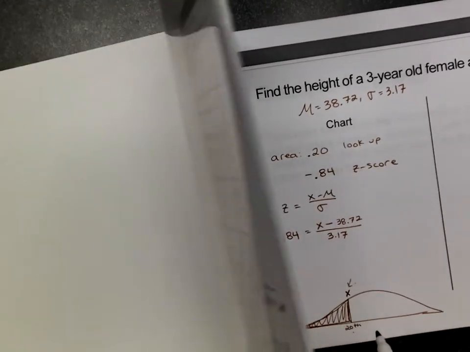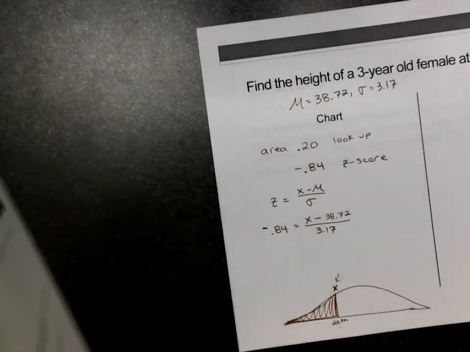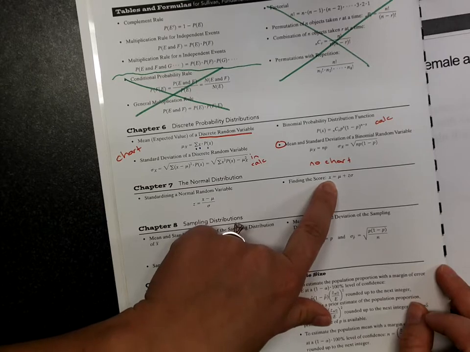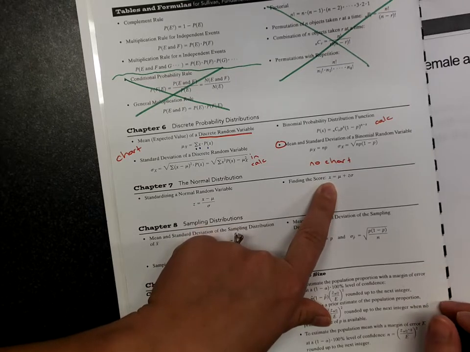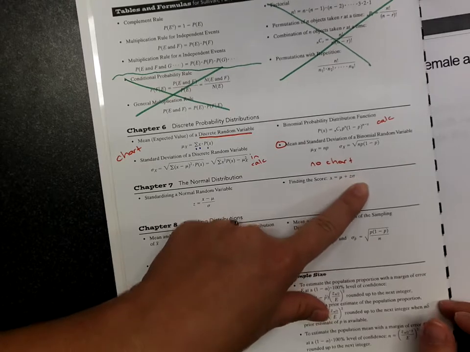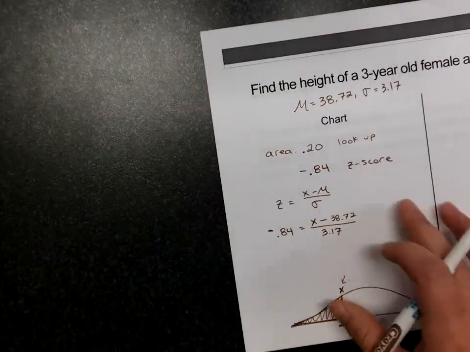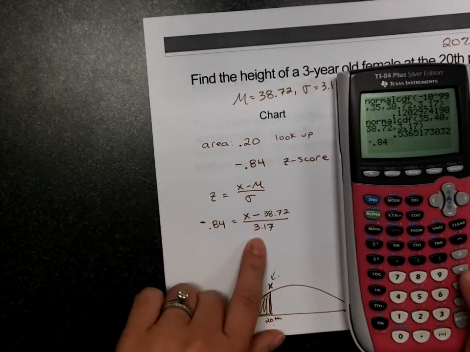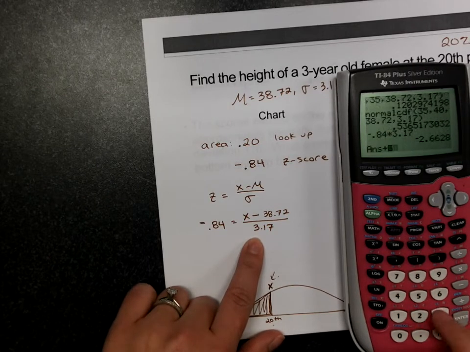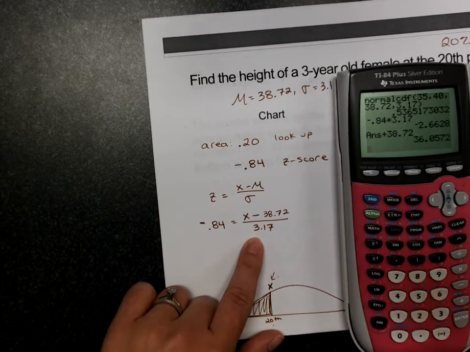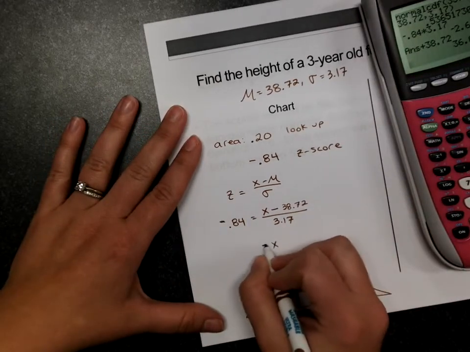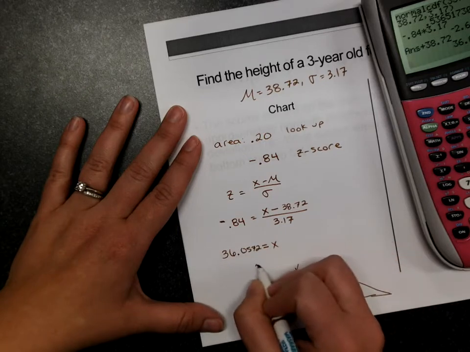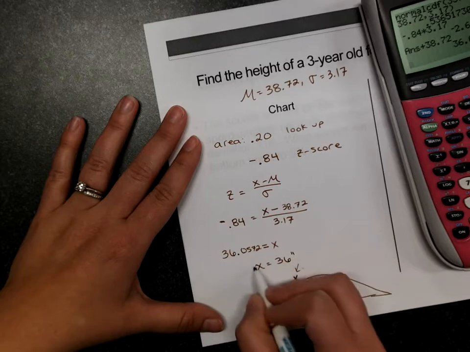The textbook formula chart did help you out a little bit. If you look in chapter 7, it does rearrange the formula to solve for x. So that might help you out a little bit. X equals mu plus z sigma. I don't like all that rearranging. I just use the algebra. So algebraically, this would be negative 0.84. We would multiply by 3.17 and add 38.72. So we're undoing the operations to get x equals 36.0572, which is about 36 inches.